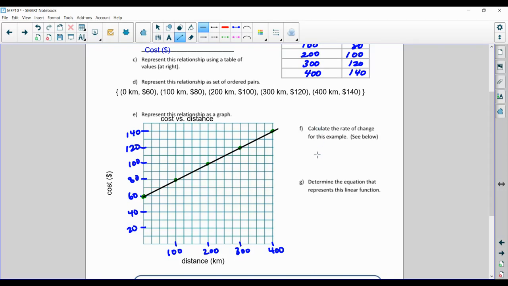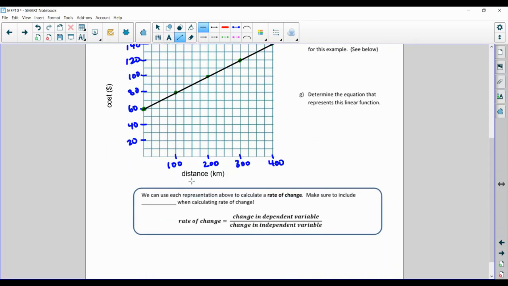Calculate the rate of change for this example. See below. Okay, so down here we have a formula for rate of change. And we are going to just skip down here for a second and take a look at this definition or formula. So we can use each representation above to calculate a rate of change. Make sure to always include your units when calculating a rate of change. We pretty much always want to include our units.